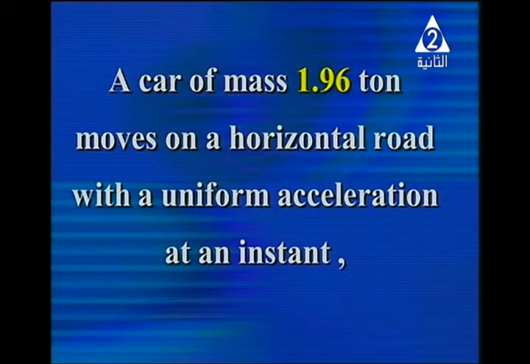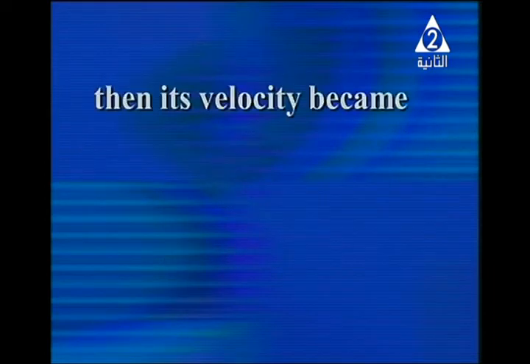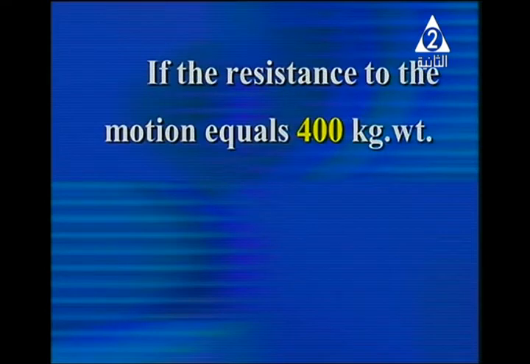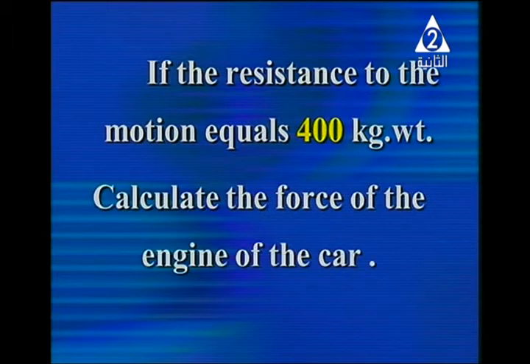A car of mass 1.96 ton moves on a horizontal road with uniform acceleration. At an instant, its velocity became 90 km per hour after covering a distance 50 meters. If the resistance to the motion equals 400 kilogram weight, calculate the force of the engine of the car. Dear student, the required is the force of the engine of this car when the resistance is 400 kilogram weight.